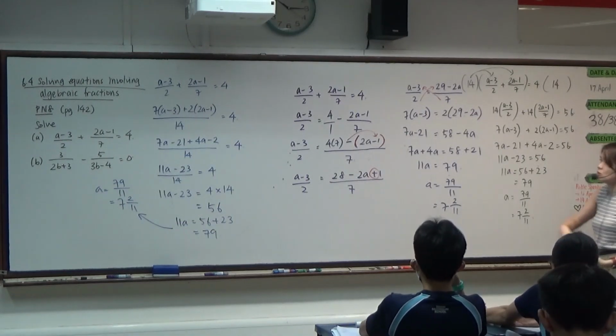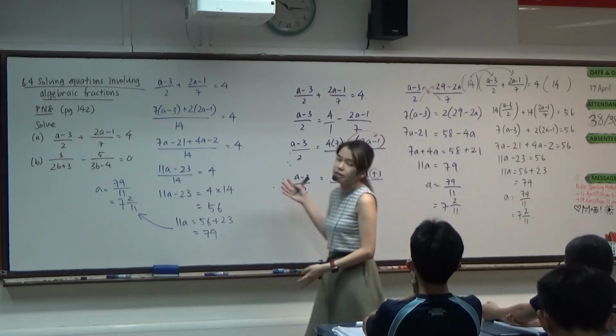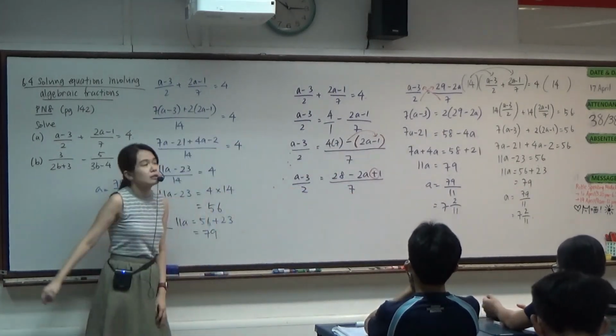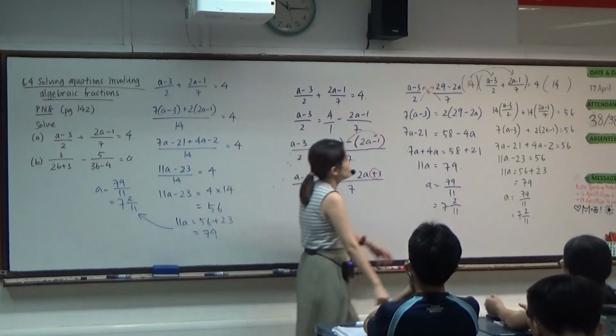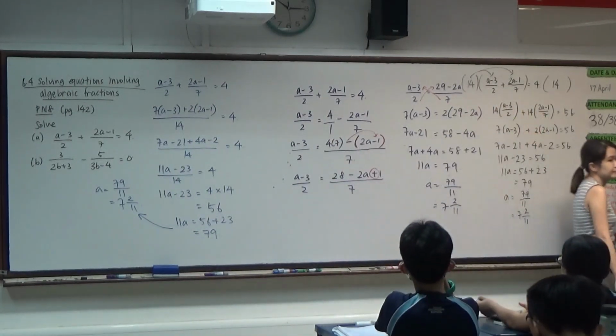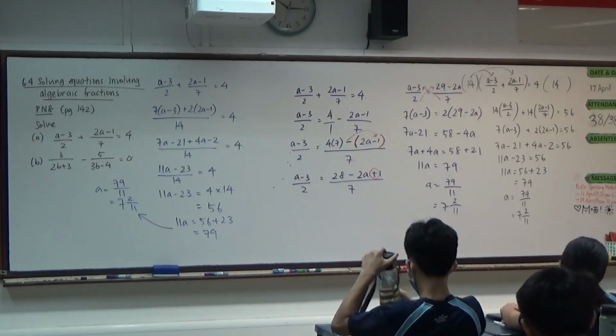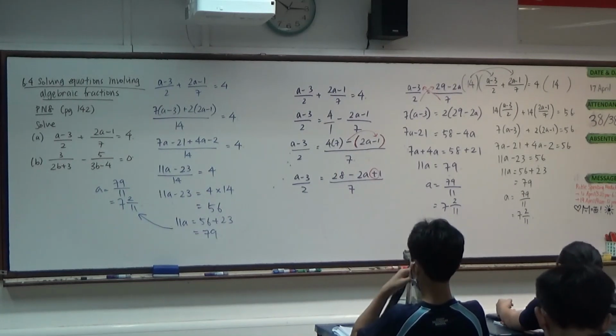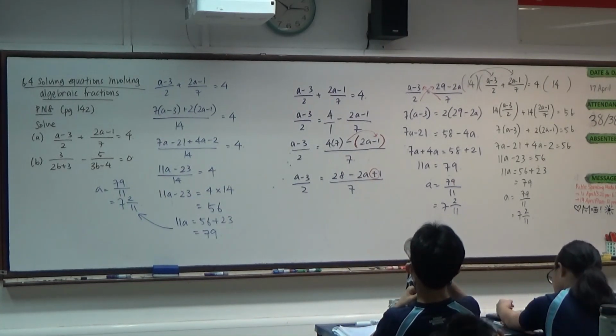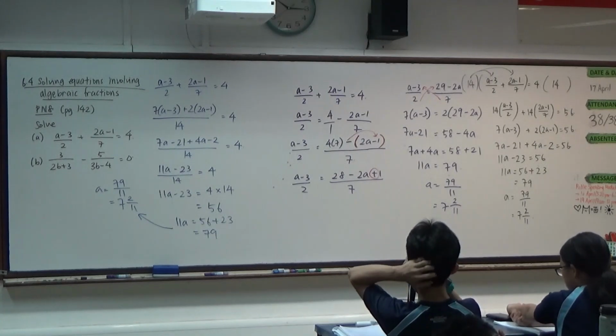I will always stick to combining into a single fraction, then you cross multiply, because I might be prone to mistakes when doing this. But that's just myself. I'm just careless in nature also.